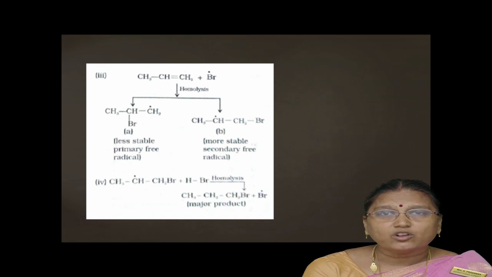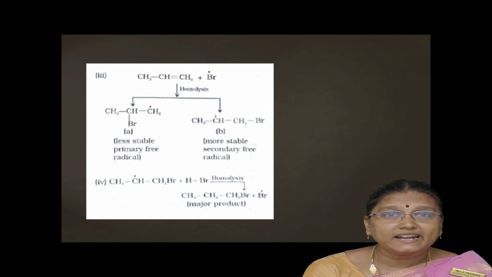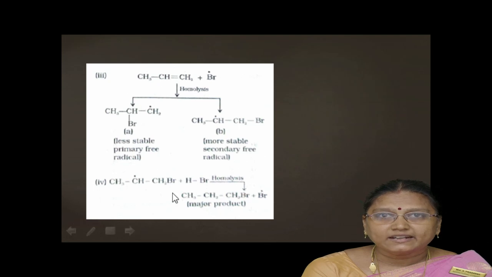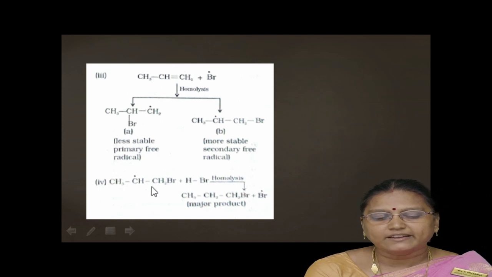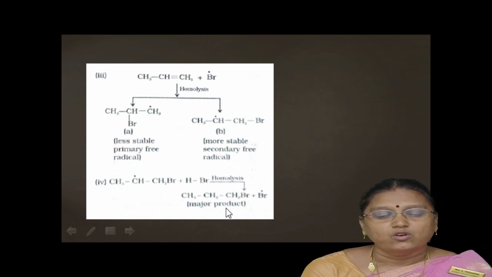This anti-Markovnikov rule is applicable in presence of peroxide. In the presence of peroxide, a free radical mechanism is operating. So here this secondary free radical formed attacks HBr. Upon that secondary free radical, HBr attacks and leads to the major product, that is 1-bromopropane.